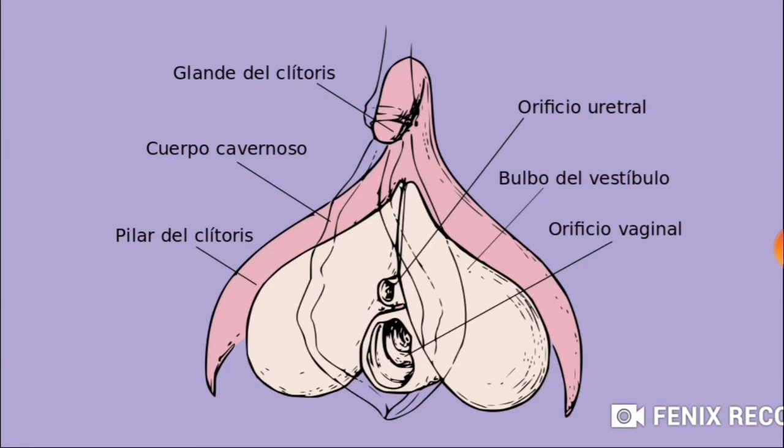This is how the clitoris will look on the inside. A set of pillars and different bodies that can be filled with blood when stimulated. When they fill with blood, the woman feels pleasure and it can even lead to an orgasm.